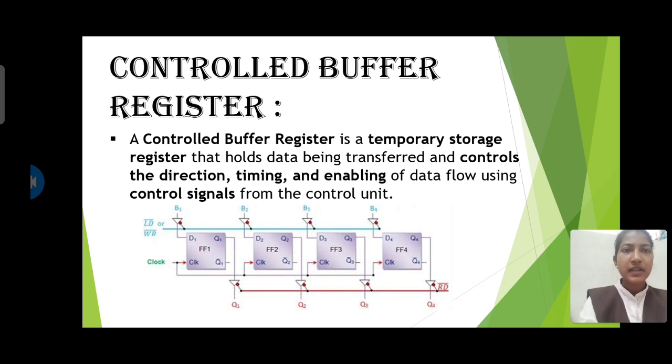So the next one is controlled buffer register. A controlled buffer register is nothing but a temporary storage register. It means it can store the data in a temporary manner. So it is a register that holds data being transferred and controls the direction.